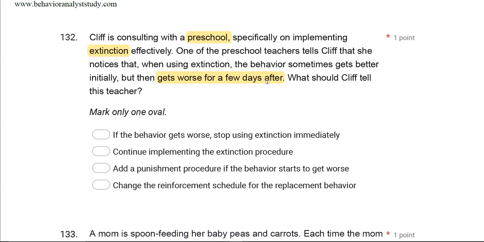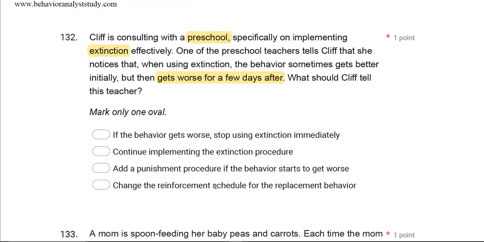B, continue implementing the extinction procedure. Yes, we need to persist as the extinction burst is taking place. And that can be the most difficult part about extinction, the extinction burst. But what Cliff needs to tell this teacher is, you're doing it right. There's good indication that you're implementing extinction correctly, and we expect the behavior to start to decrease eventually. C, add a punishment procedure if the behavior starts to get worse. And D, change the reinforcement schedule for the replacement behavior.